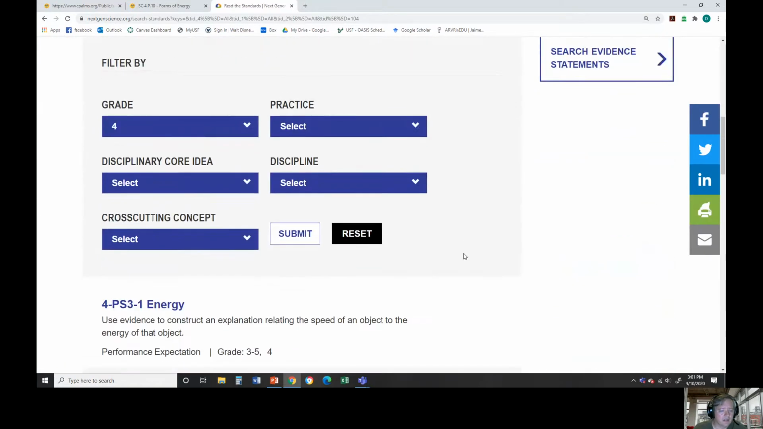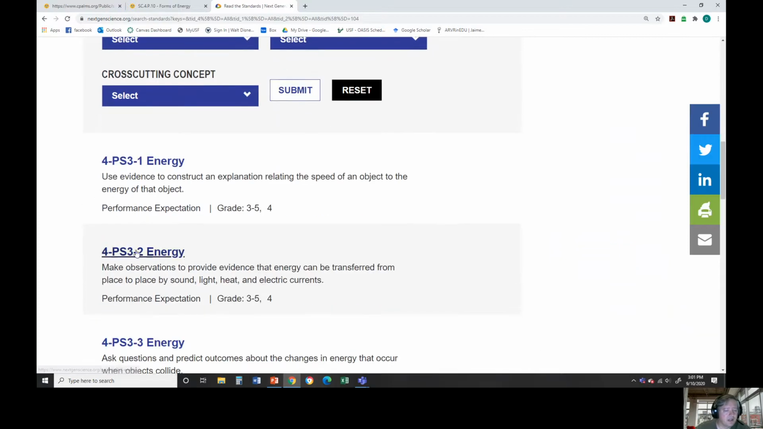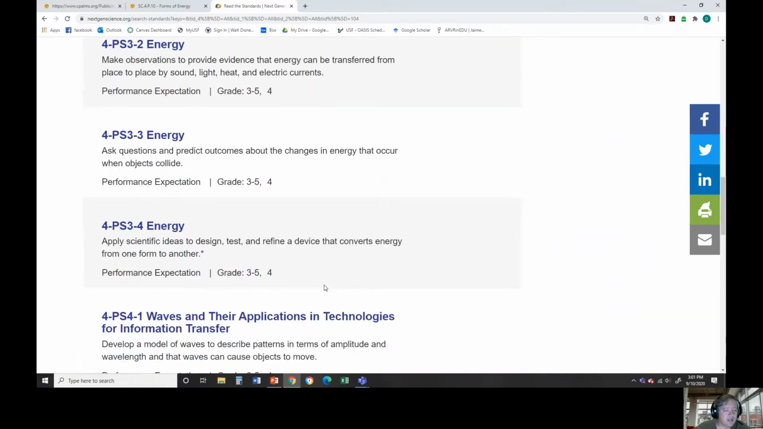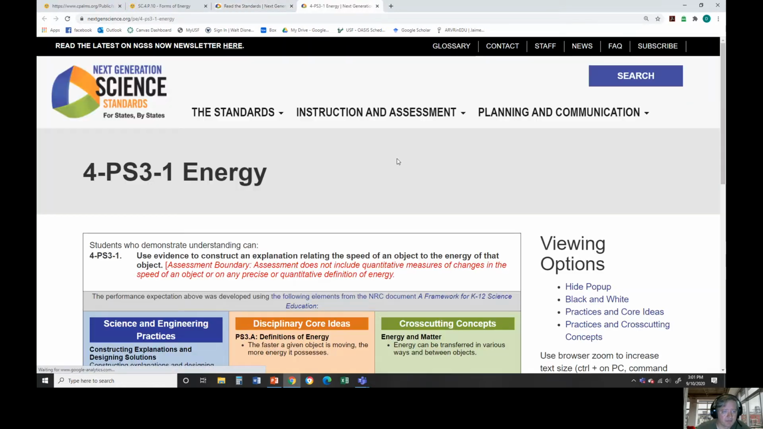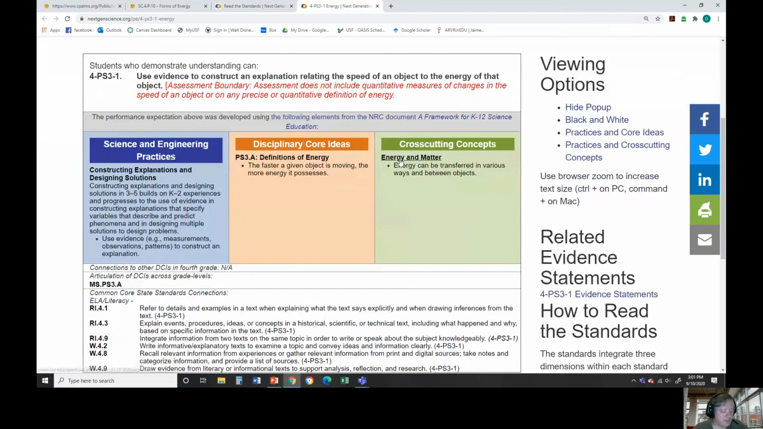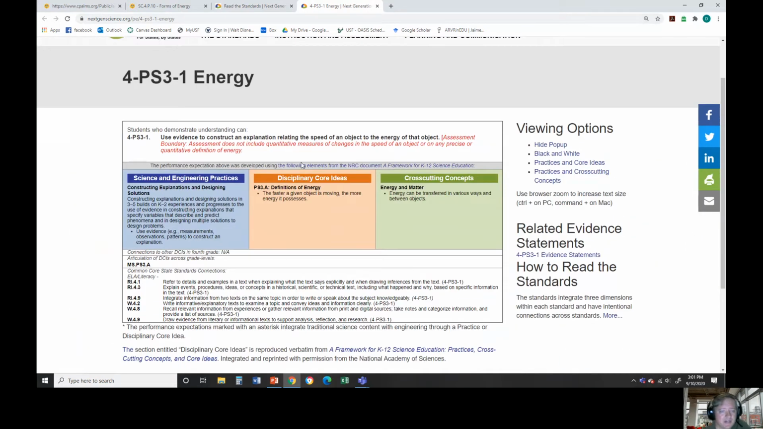And I go down here and I see, oh, well, here's energy. Energy again, energy. And so we have wave in our applications. So let's pick on the first one. Now, what's interesting, I'm going to make it a little bit smaller. Use evidence to construct an explanation relating the speed of an object to the energy of that object.